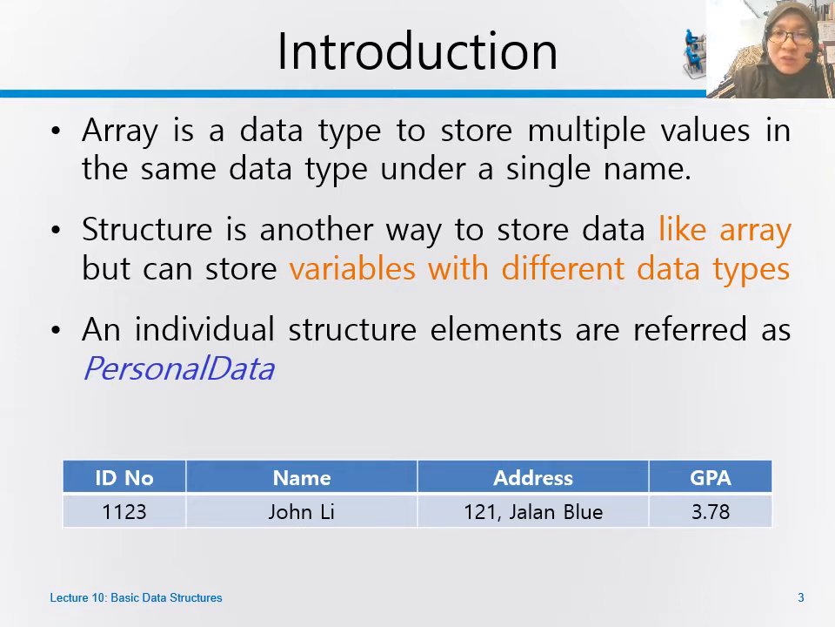So for structure, yes, it can hold variables of multiple data types. In order to solve this problem, and to keep the data for personal data, we can use a structure. We can create a structure that has members, like for this example, the ID number, name, address, and GPA. So this may sound confusing. Do not worry, we will understand this with the help of the example given.